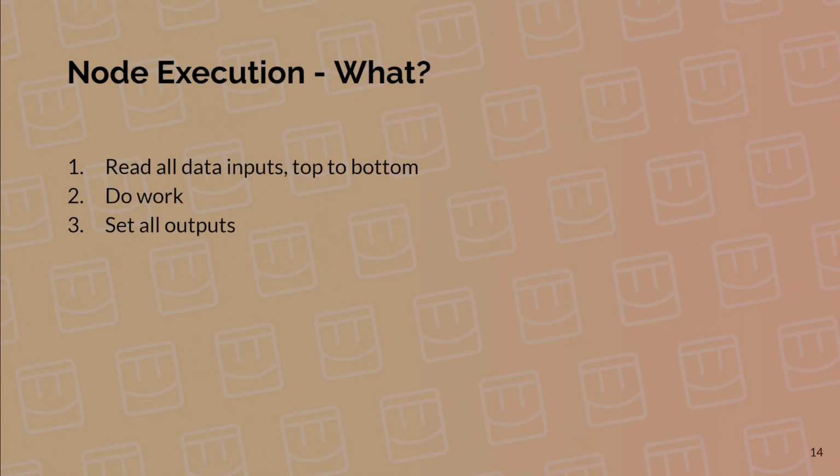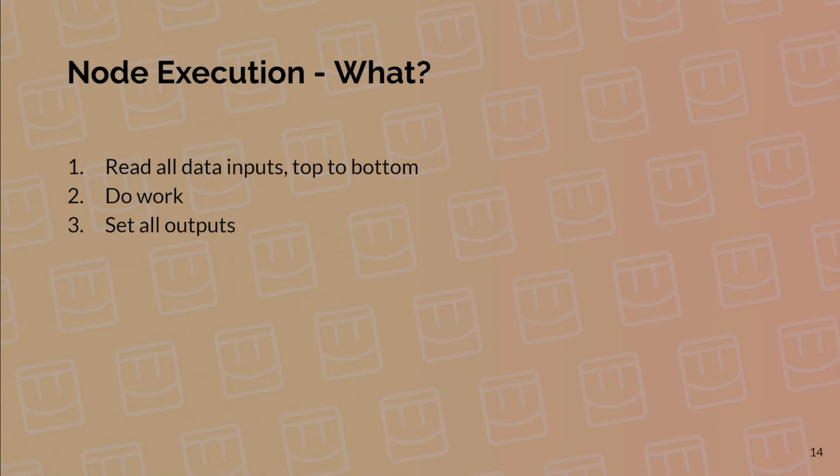If I say this chip is going to execute, what does that mean? When they execute, nodes do 3 things in this order always. They first read all of their data inputs from top to bottom. Then they do some piece of work, whatever that chip in particular is supposed to do. And then finally, they set all of their outputs.